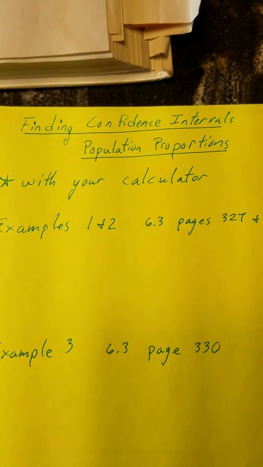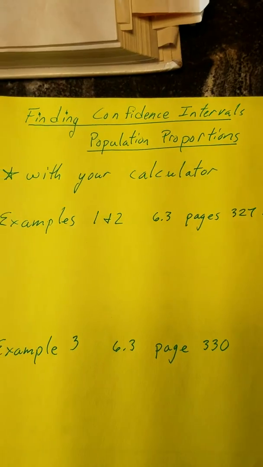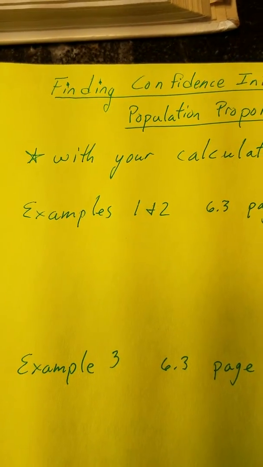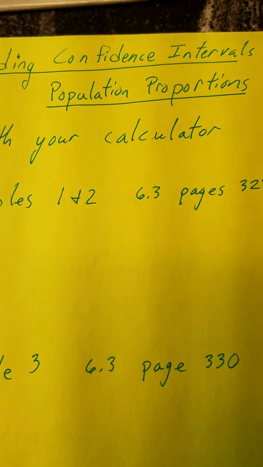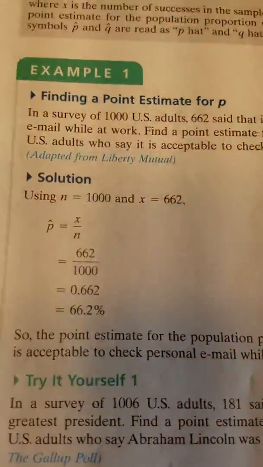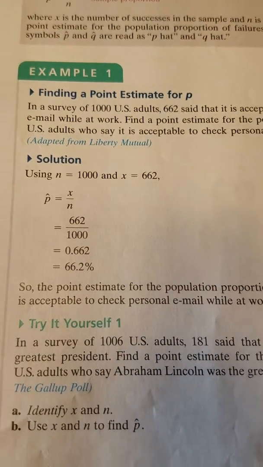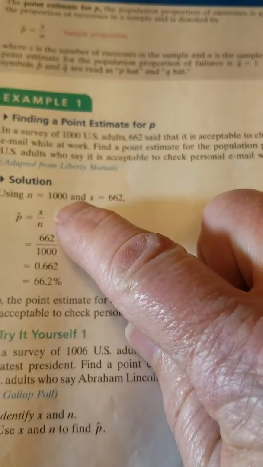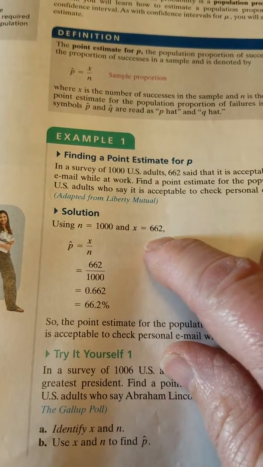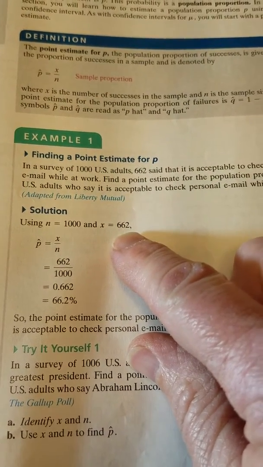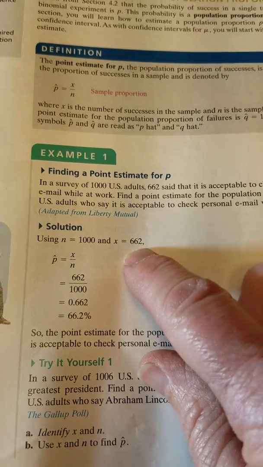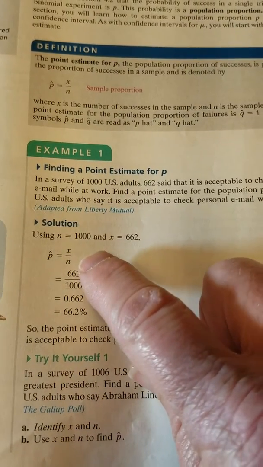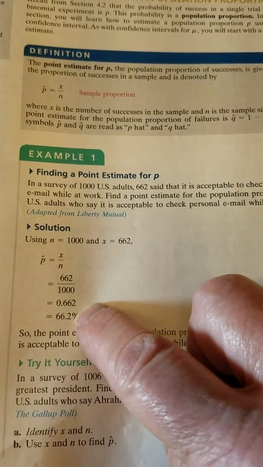Okay, so finding confidence intervals for population proportions with your calculator. We're going to look at examples 1 and 2 first, on pages 327 and 329. Why 1 and 2? Well, in example 1, they give you the numbers you need. There's your sample size. There's the number of people that said it's acceptable to look at your personal email at work. Now, they didn't give you p directly, right? So notice they take the two numbers, they divide, and there it is, 0.662.